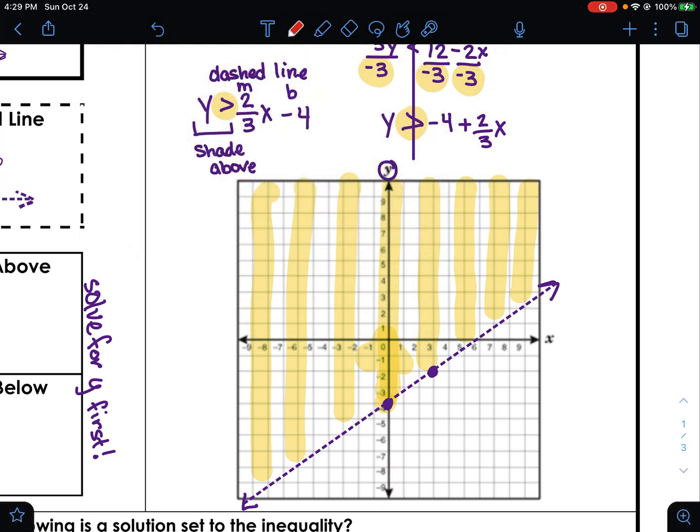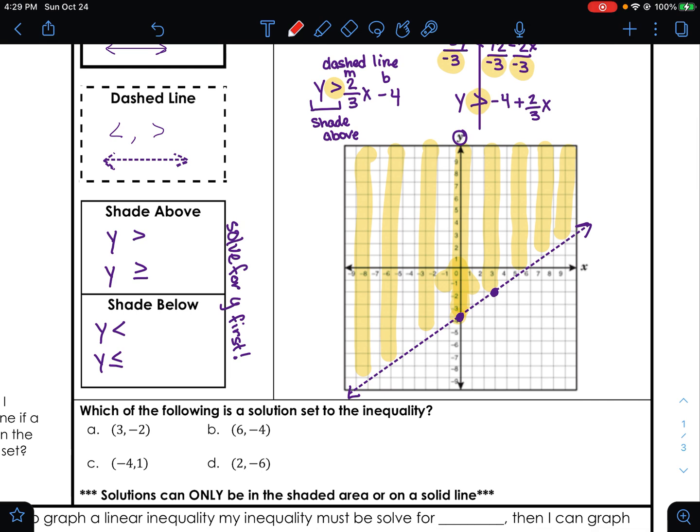Okay, now that we've done that, we can answer the following question. Which of the following points is in the solution set to the inequality? We're given 4 different points and we want to know what is in the solution set. Solutions can only be in the shaded area or on a solid line. If it's on a dotted line, it falls through and it's not included. So it has to be in that top shaded area or on a solid line.